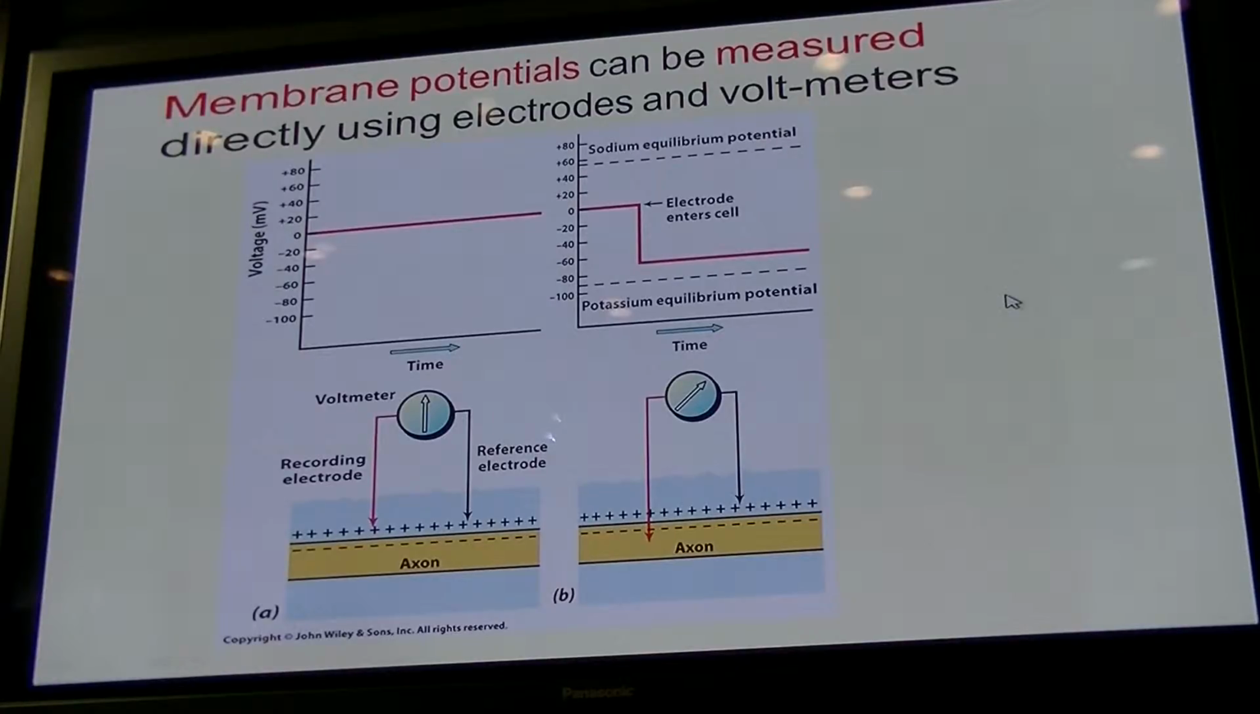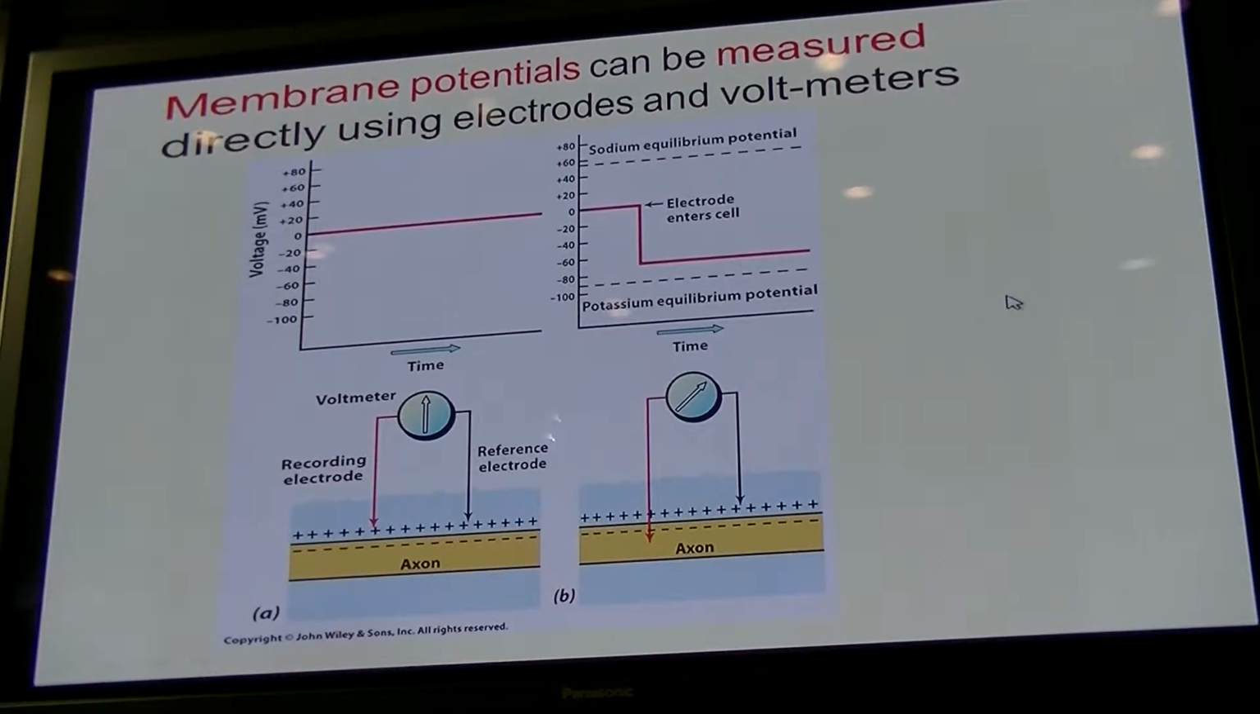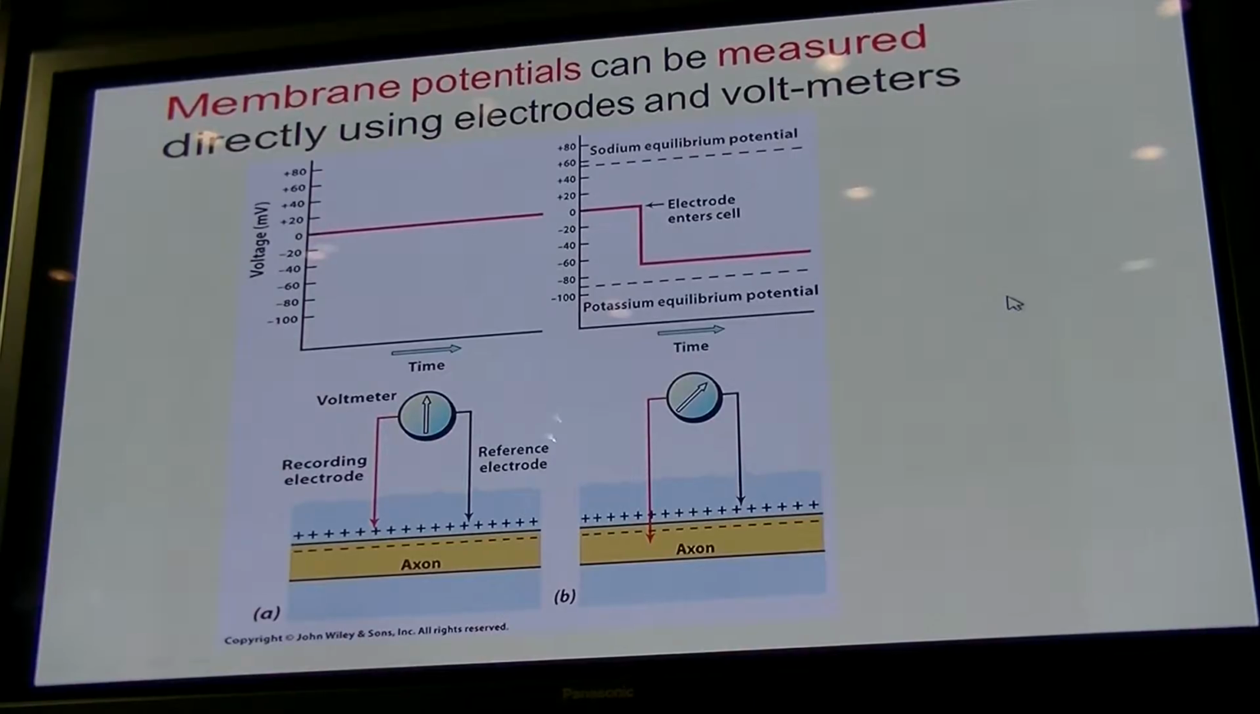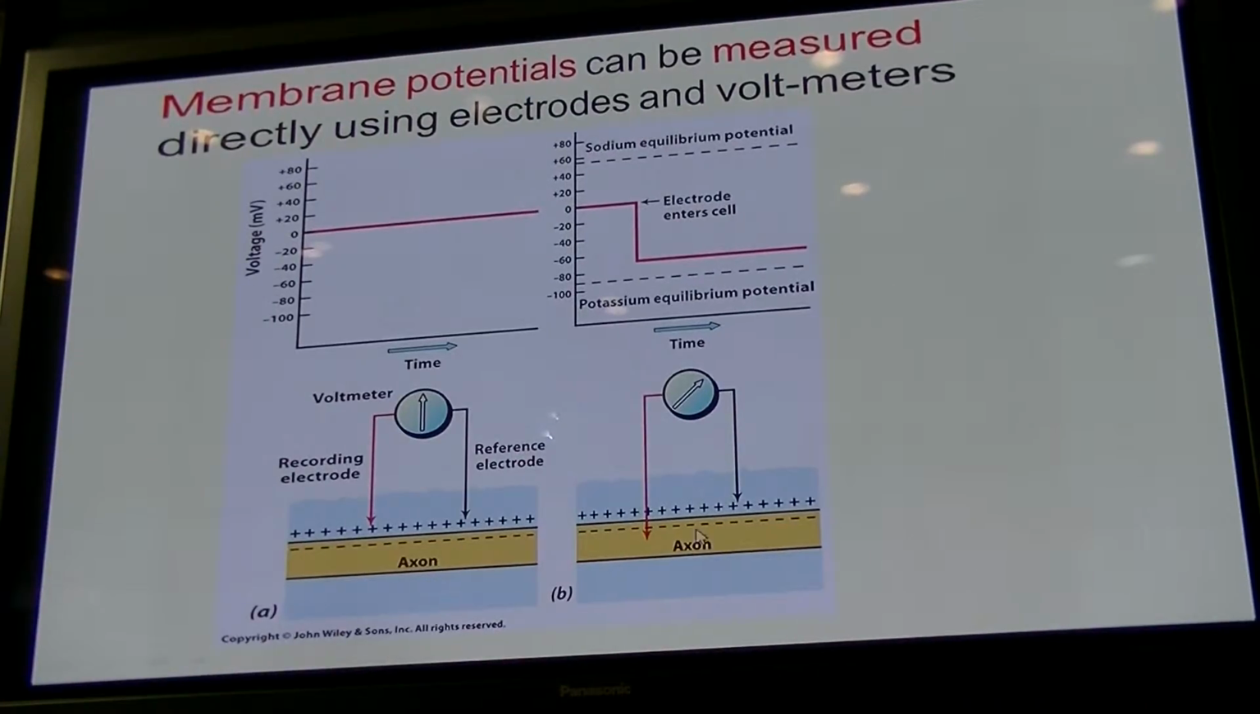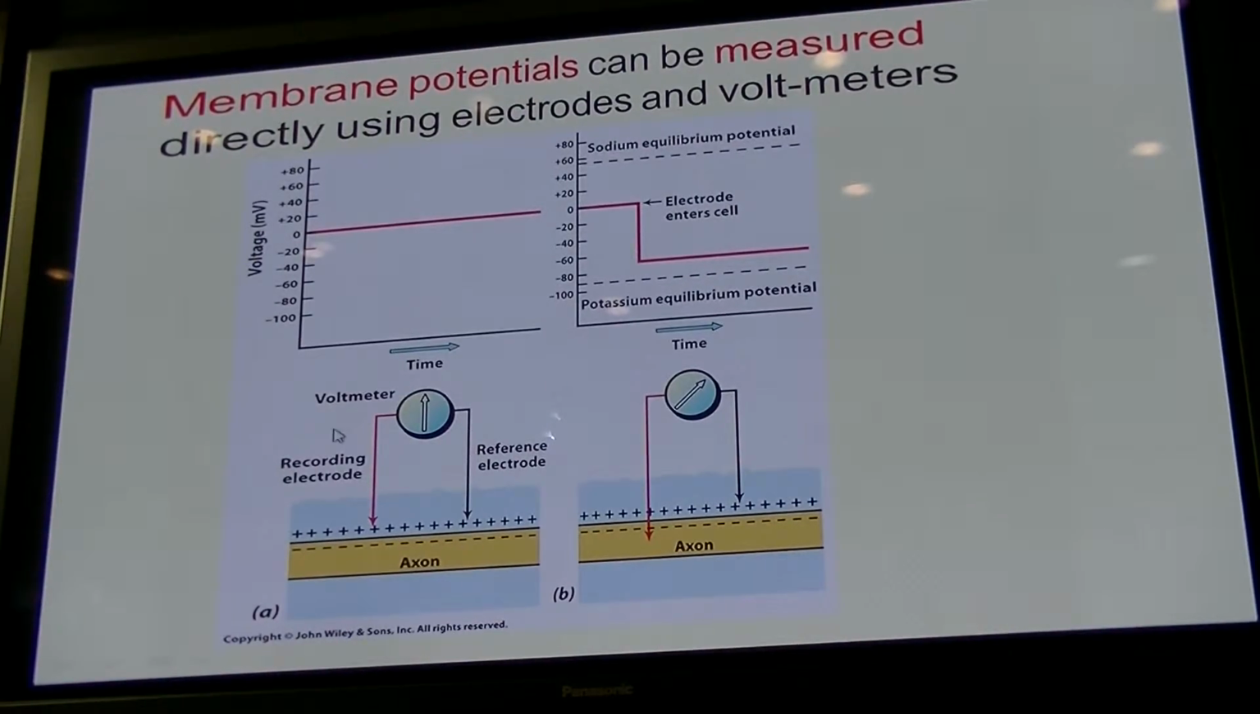Okay, now, do you believe my story? Yeah, you should. And the reason you should believe my story is that everything going on with neurons, with action potentials, can actually be measured. So, membrane potentials are nice to study because they can be measured, really. You just need a pair of voltmeters. This is one possible setup.